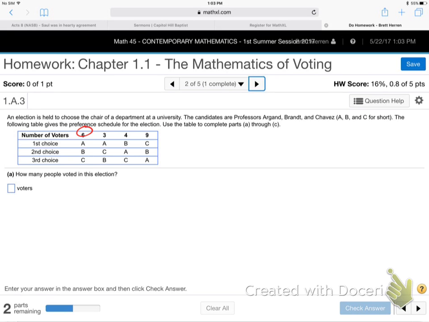That means 6 people like A best, then B, then C. 4 people like A best, then C, then B, which is different, right? They have different second and third place feelings. 4 people like B best, followed by A, then C. And 9 people, that's the biggest number up there, like C best, followed by B, then A.